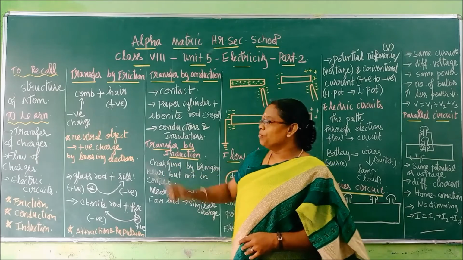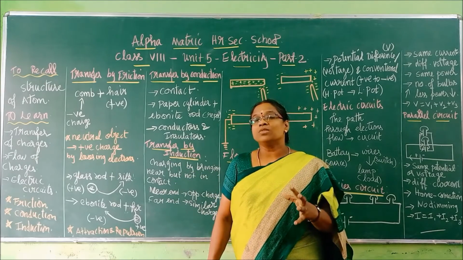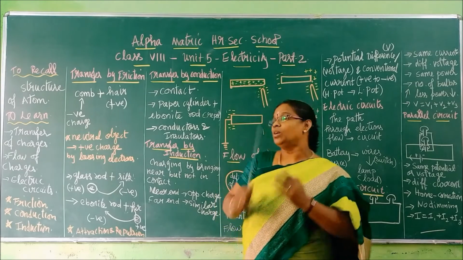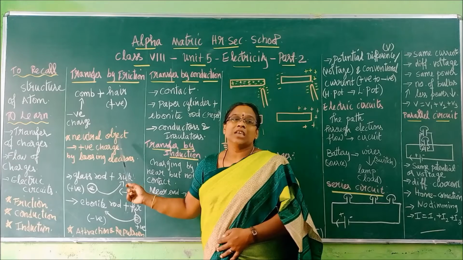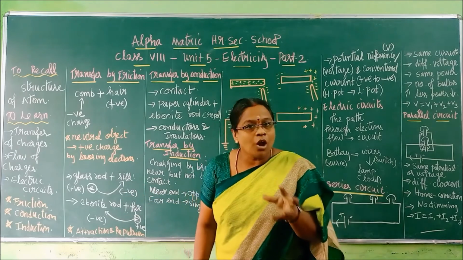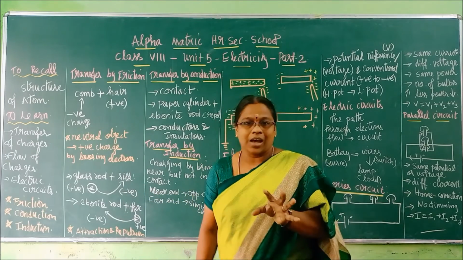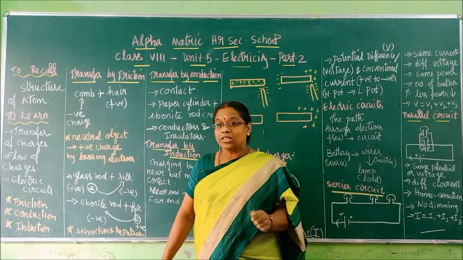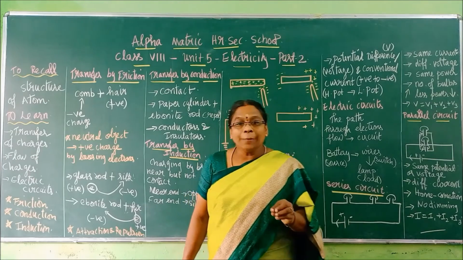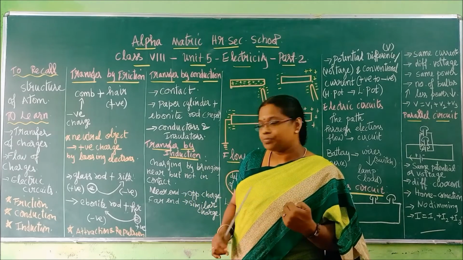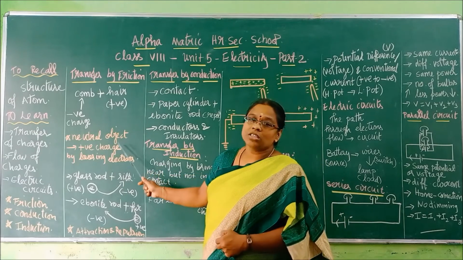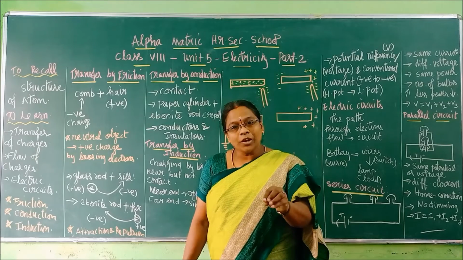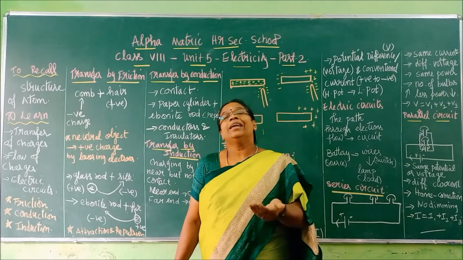Okay, children. Now, if an object is uncharged, if an object is neutral, how can it be charged? A neutral object can be made to have a negative charge by gaining electrons. That is the concept I had explained here. A neutral object is there. If it is going to be negatively charged, it has to gain electrons.